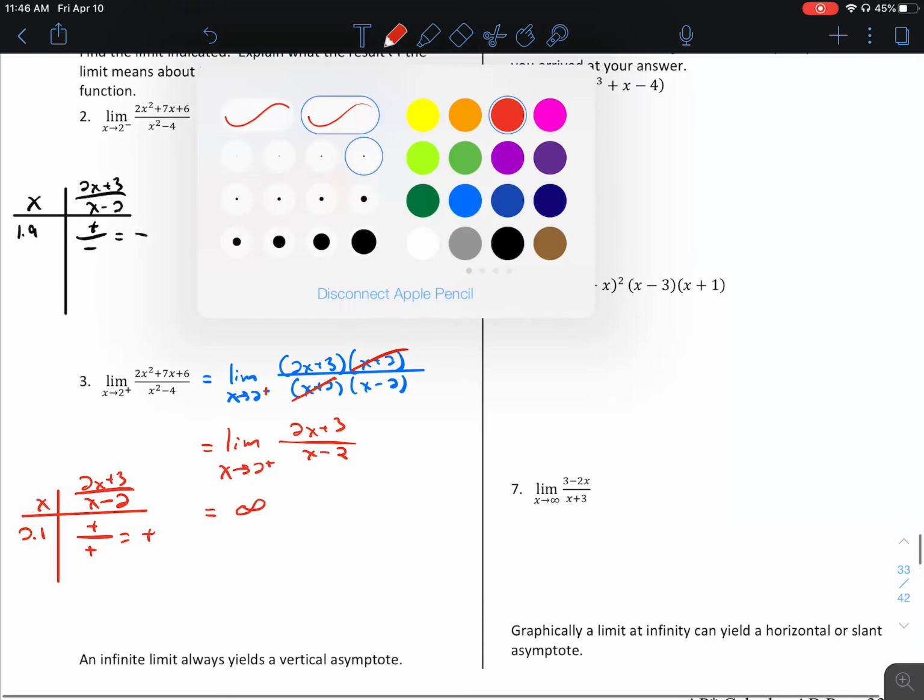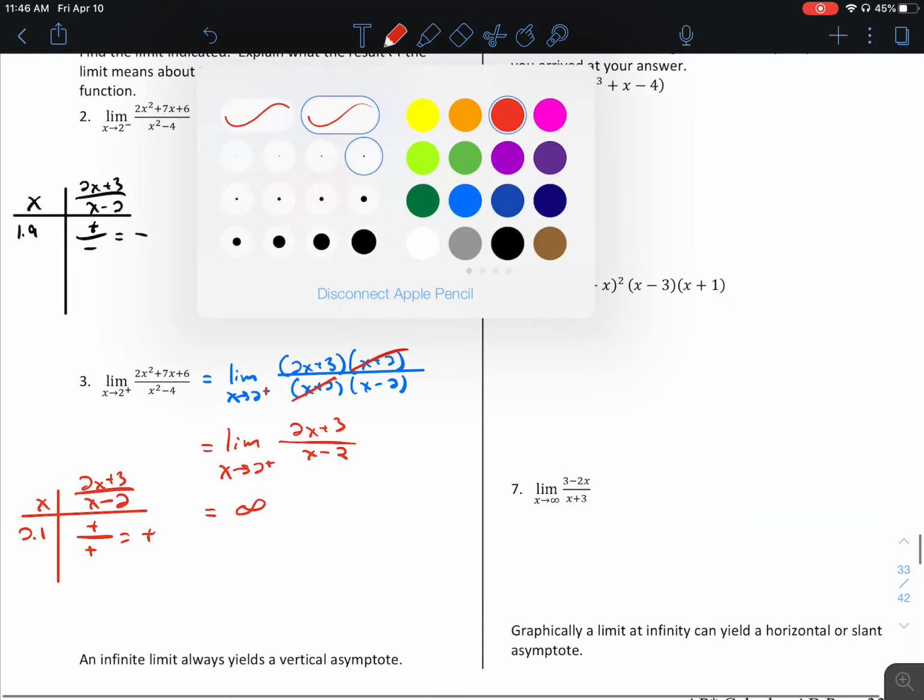Since we're approaching 2 from the right, and that limit is going to infinity, then f of x has a vertical asymptote at x equals 2. The reason we're saying it's f of x is because this is all referring to this function right here. And if you look at your graph, you can clearly see this confirms what we said when we did the algebra. An infinite limit always yields a vertical asymptote.